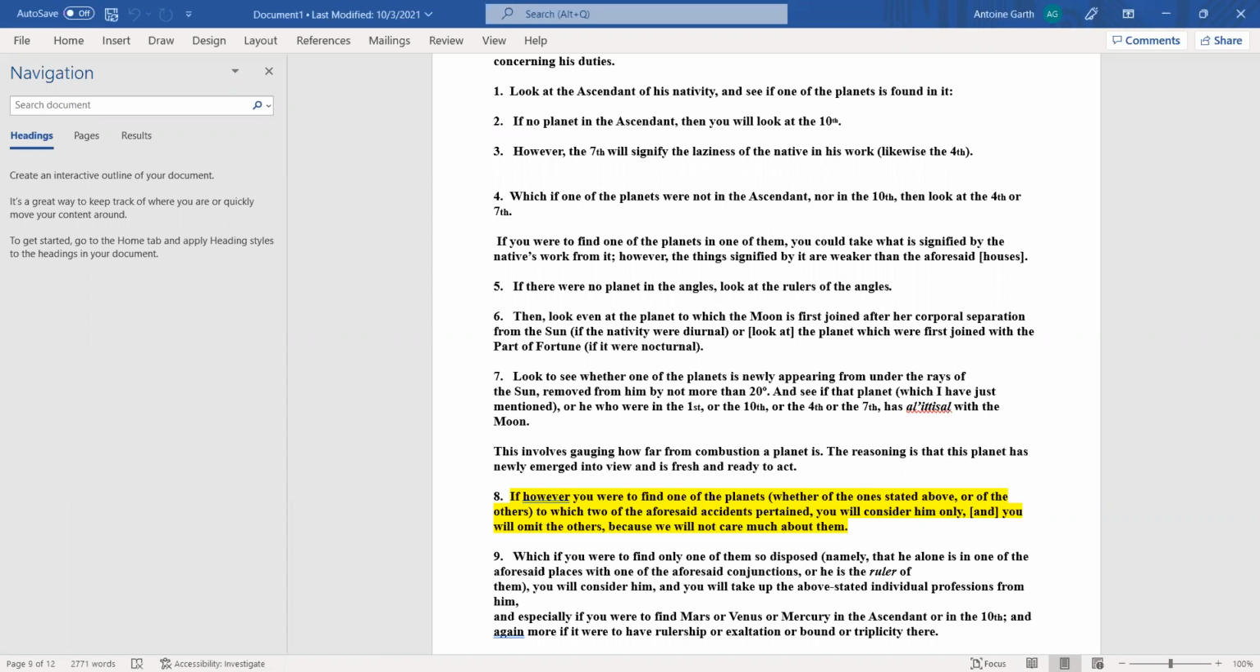Okay, so if you find one of the planets in one of them, you could take what is signified by the native's work from it, which is what we've been looking at. The things signified by it are weaker than the aforesaid houses. If there were no planets in the angles, look to the ruler of the angles. We have planets in angles. Then look even at the planet to which the moon is first joined. The other thing about this chart, in my opinion, is that note that Saturn is the ruler of the 9th house.